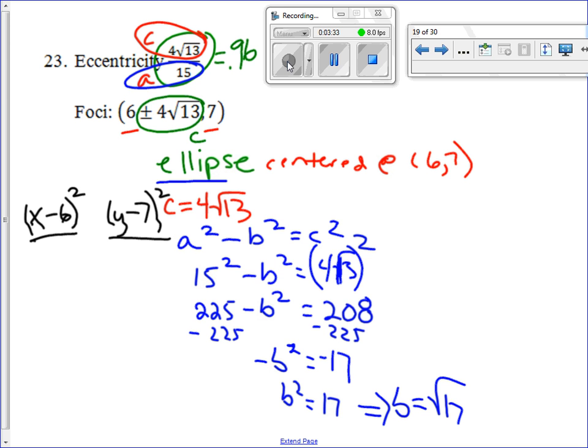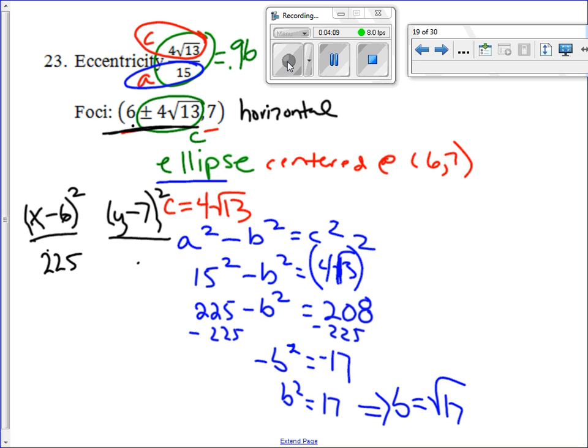Now we need our denominators. We have to figure out if A is going to go below X or below Y, and this is going to come from the orientation, and the focus gives us a hint there. Because C is being added onto the X coordinate, that tells me that this is going in the horizontal direction, which means that A will go under X. So A is 15. So this value will be 15 squared, but you don't want to write 15 squared. You want to actually go ahead and square it out, and you want to write 225.